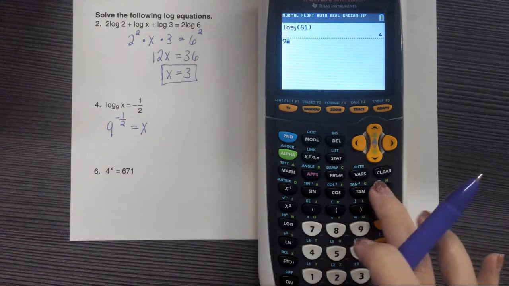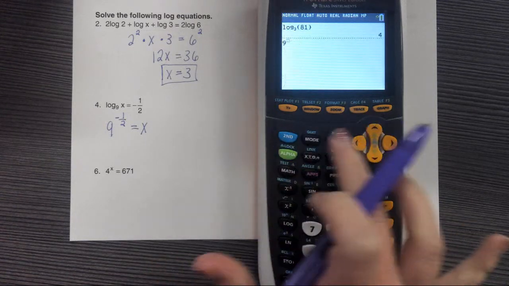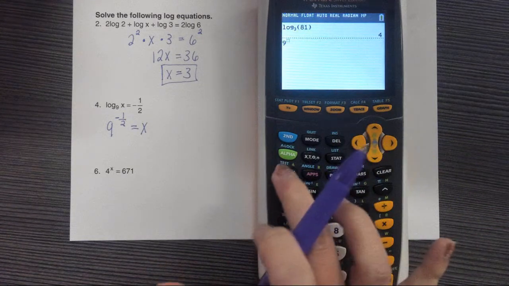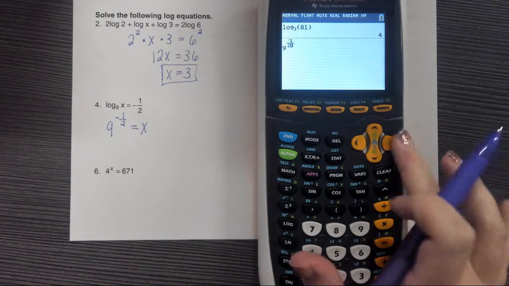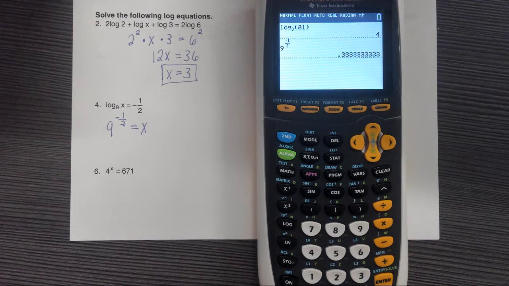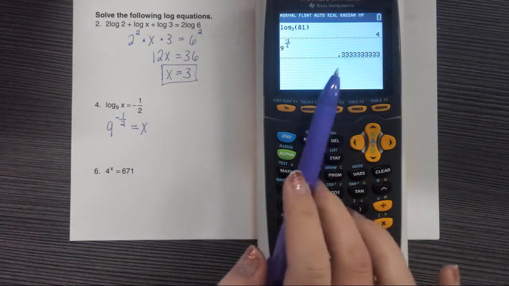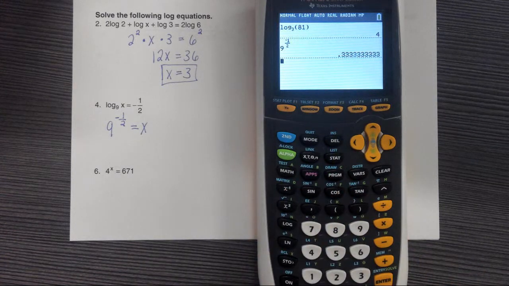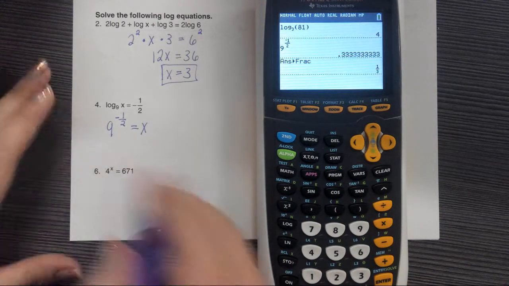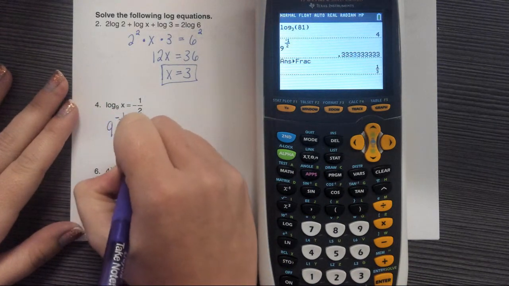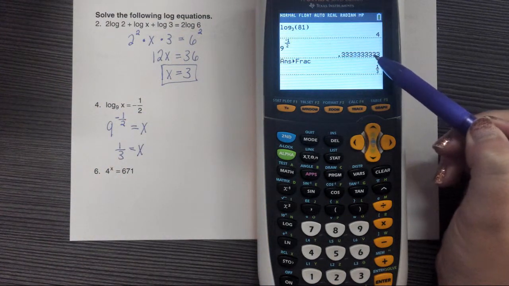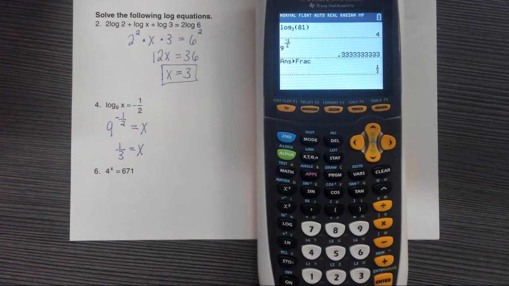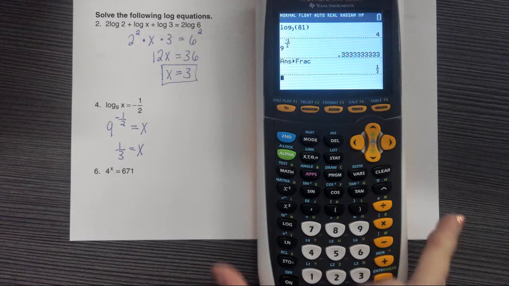So 9 raised to the negative 1/2 power. And that gives you this decimal. You'll see it as fractions on your exam. So in order to change that decimal into a fraction, you can press math and then enter twice. So that tells you that x is equal to 1/3. Again, how I change that decimal into a fraction is by pressing the math button and then enter twice. And that works anytime.